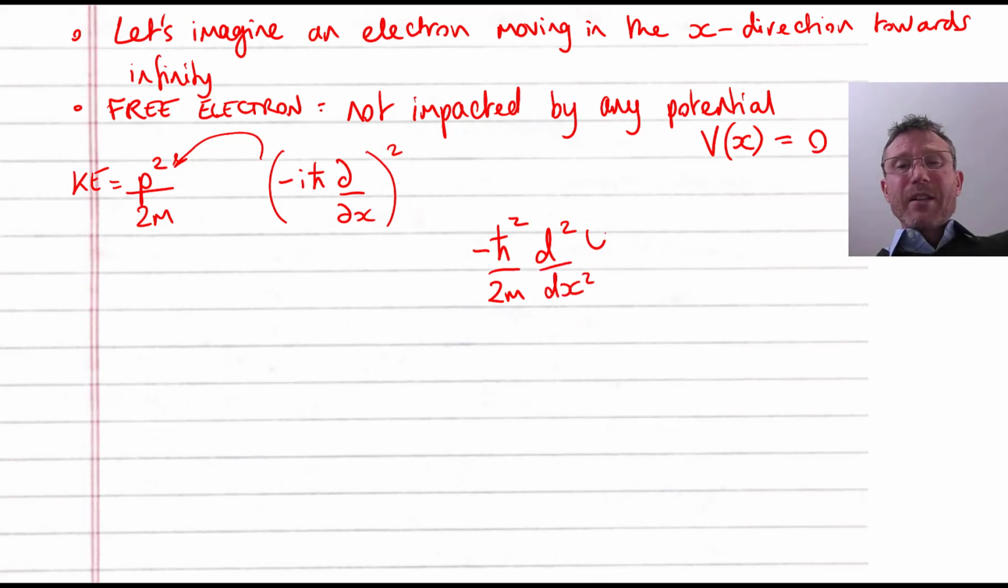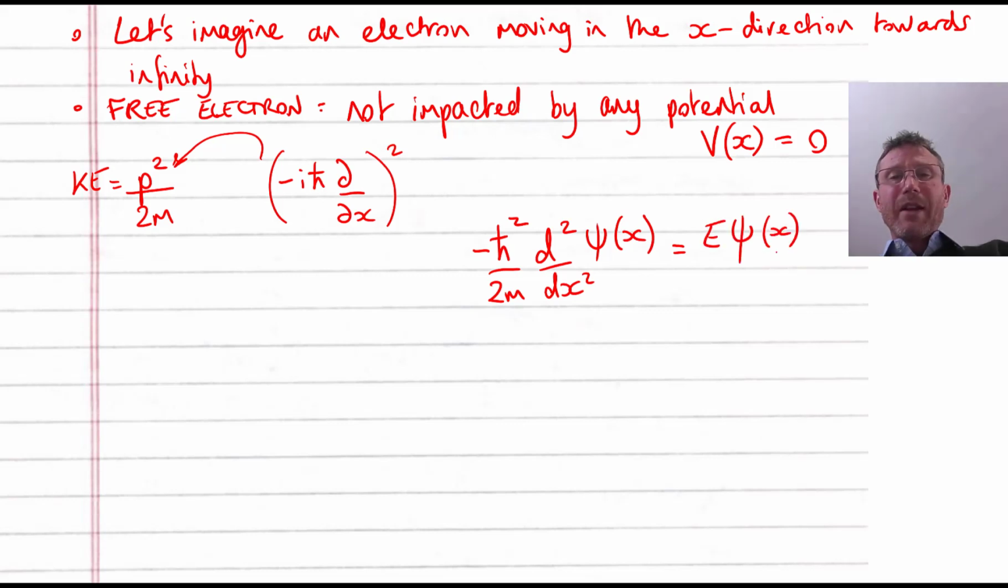And the reason I'm going to put the d's in there now is because we're going to say that this function is a function of x only. So here is effectively our Schrodinger equation. Here's our operator, this H hat, and here's our wave function psi, and that's equal to E psi on the right hand side.